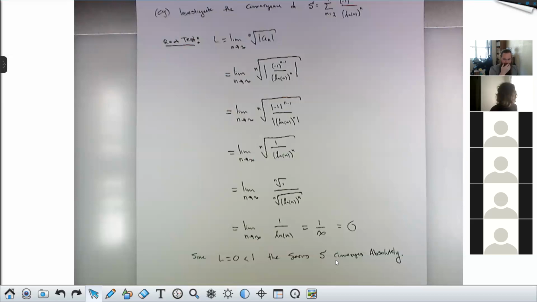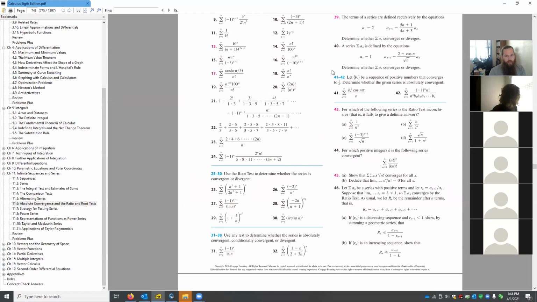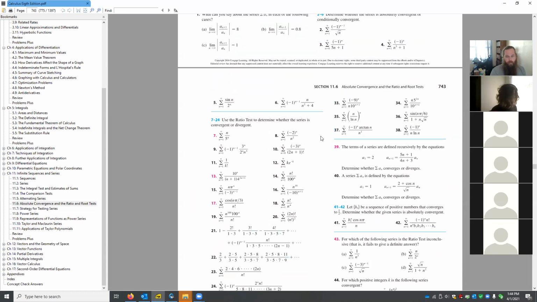Okay. I think this is a good amount of practice with the root and ratio tests. You have, of course, more problems in your study guide. And if you want more practice with the root and ratio tests, which would not be a bad idea, I invite you to come in here and work any of the problems from 11.6. These are all excellent problems.